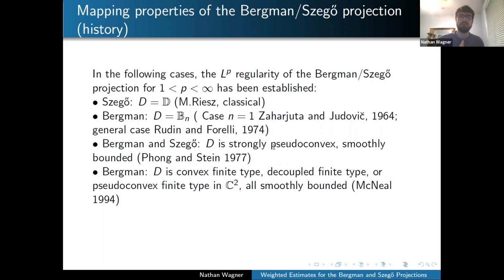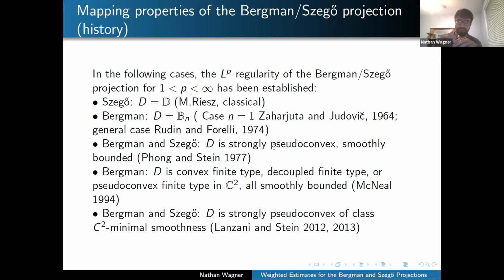For the Bergman projection, you can look at a bunch of domains that are pseudoconvex and smoothly bounded, but aren't necessarily strongly pseudoconvex. So they have nice boundary geometry, but not necessarily strongly pseudoconvex. Examples include convex finite type, decoupled finite type, or pseudoconvex finite type in only 2 complex dimensions, all smoothly bounded. If you want to think of a motivating example for all these classes of domains, the unit ball is going to be an example of all of these. Okay, so that's the prototype from which all this arises.